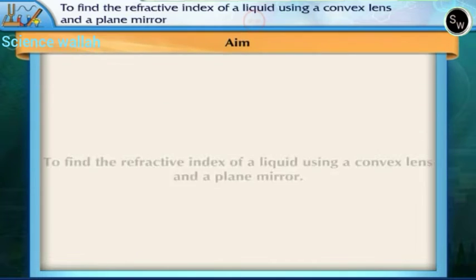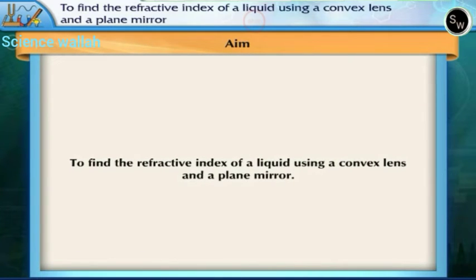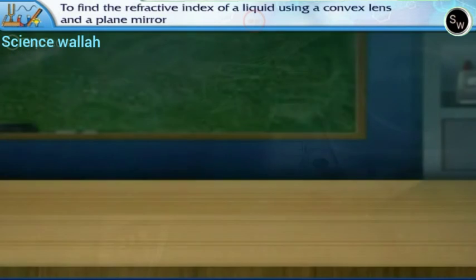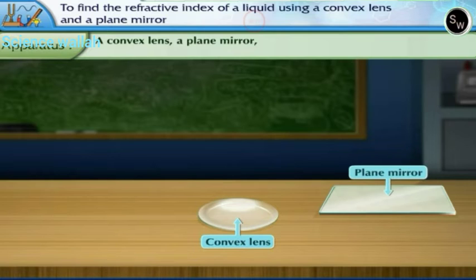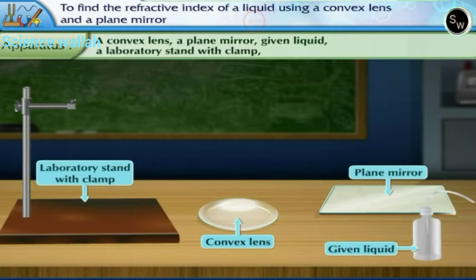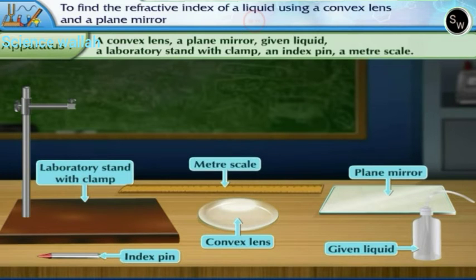Aim: to find the refractive index of a liquid using a convex lens and a plane mirror. Apparatus: a convex lens, a plane mirror, given liquid, a laboratory stand with clamp, an index pin, a meter scale.